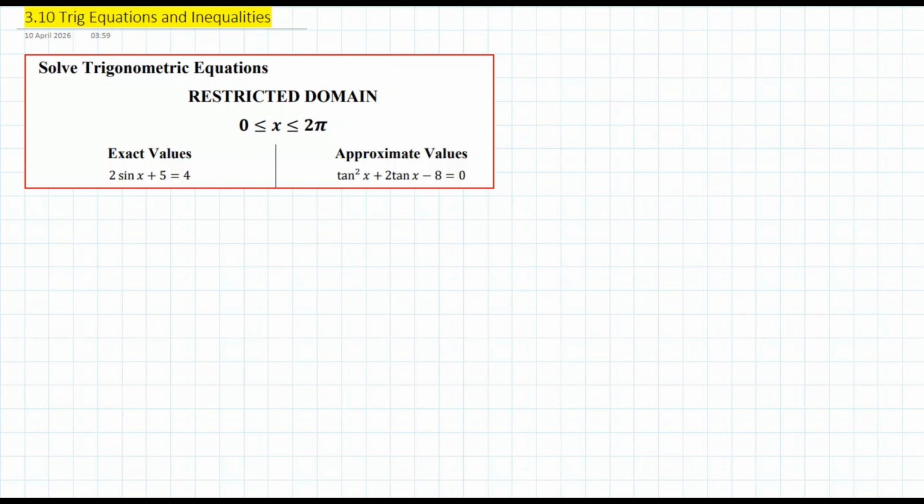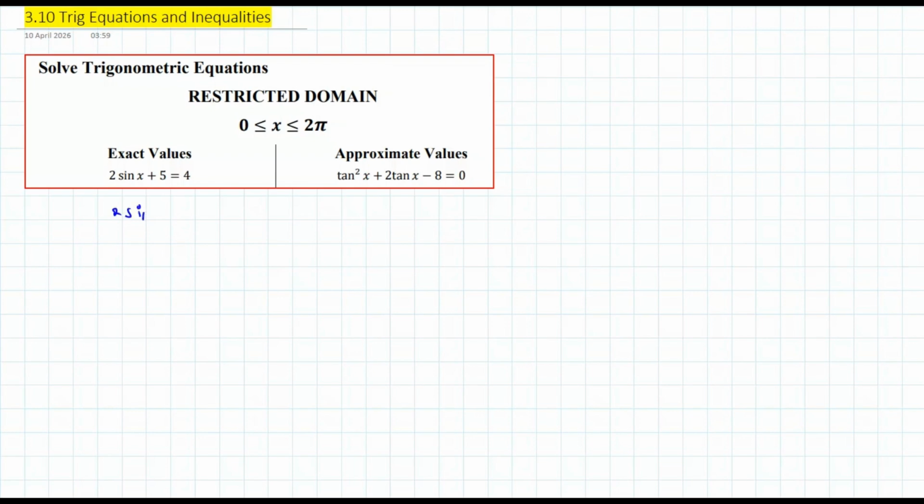Hi, in this problem, we will see how to solve these trig equations, finding the exact values within this domain and using the calculator to find the approximate values. So we have the equation 2 sin x plus 5 equals 4. We have to solve this equation within the domain 0 to 2 pi.